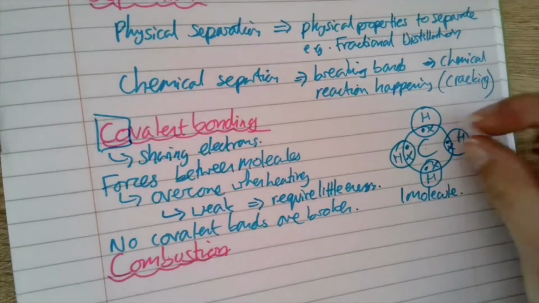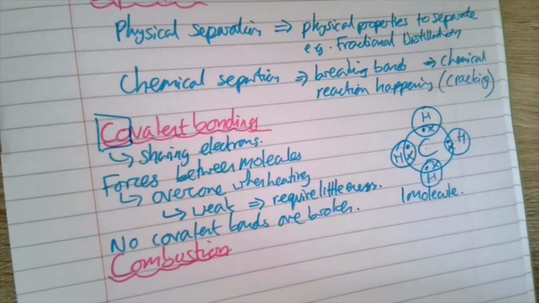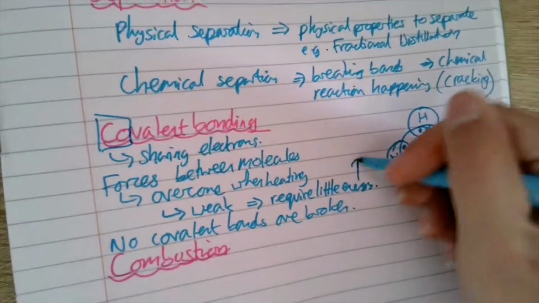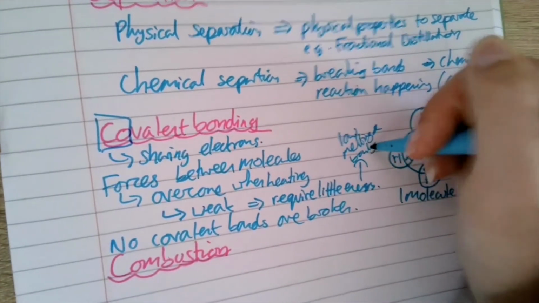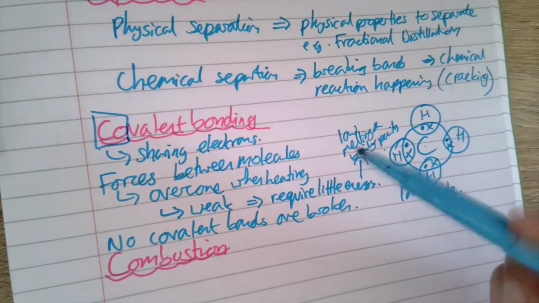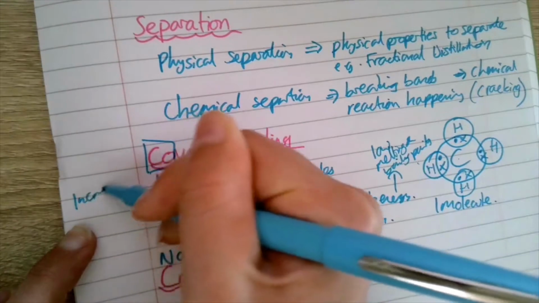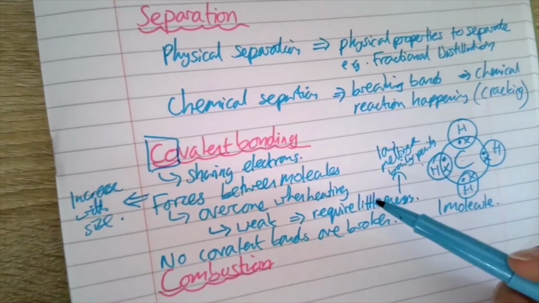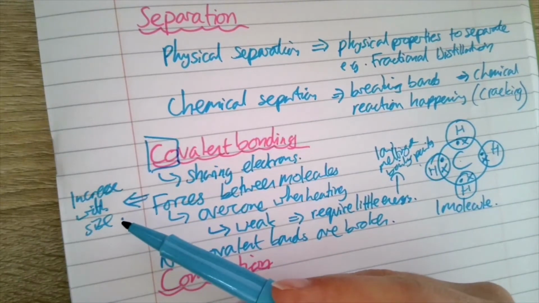Our covalent bonds are very strong. They would require a lot more energy in order to break, but the forces between our molecules that are needed for those transitions, solid to liquid to gas, are very weak and need very little energy, and so they have relatively low melting and boiling points. However, as the size of our molecules increases, we have stronger forces between our molecules. So these increase with size, and therefore we'd expect more energy to overcome those forces, and therefore our melting and boiling points are going to increase with size as well.